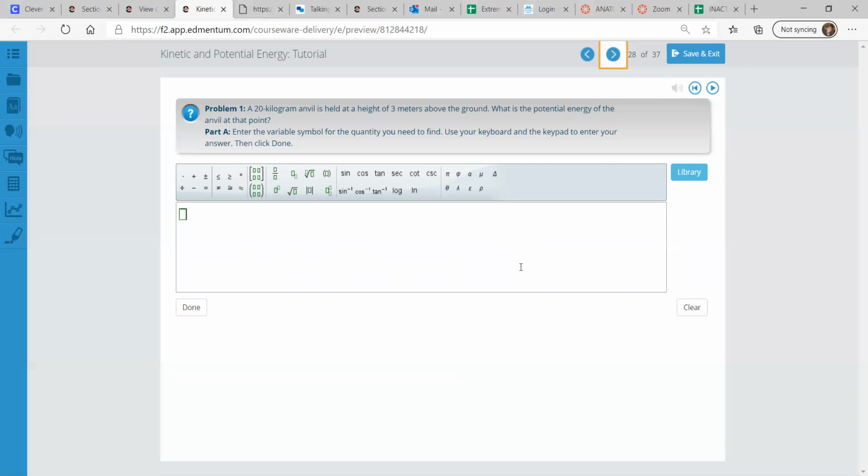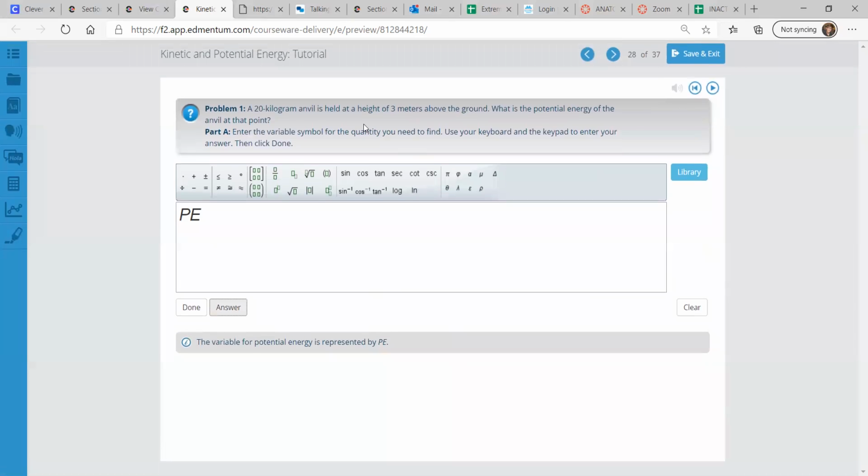So here you have a few questions. It says a 20 kilogram anvil is held at a height of 3 meters above the ground. What is the potential energy of the anvil at that point? Enter the variable symbol for the quantity you need to find. So we need to find PE, potential energy.